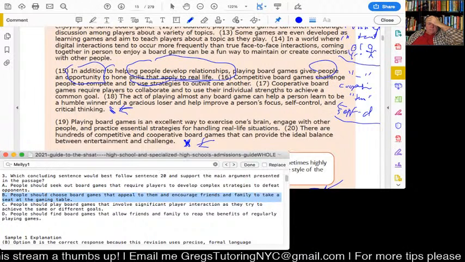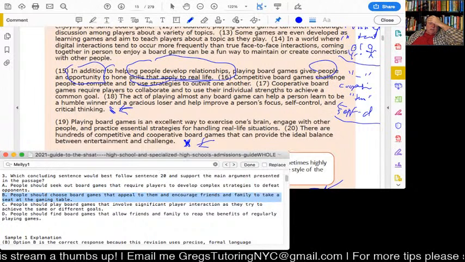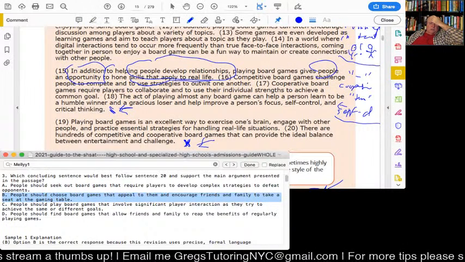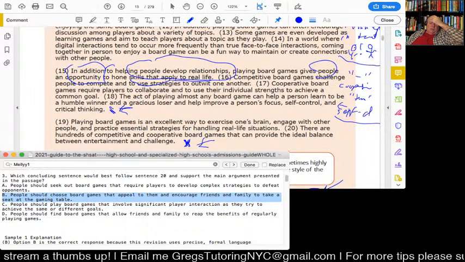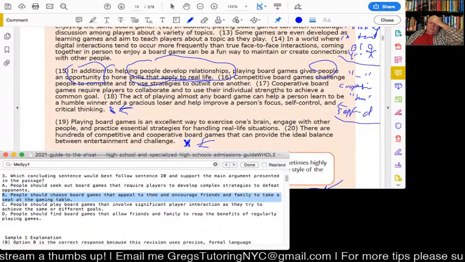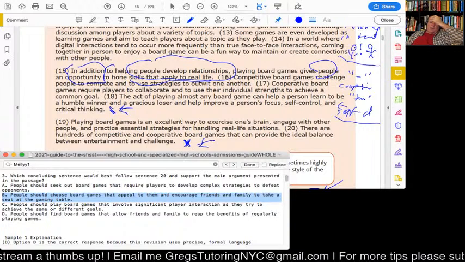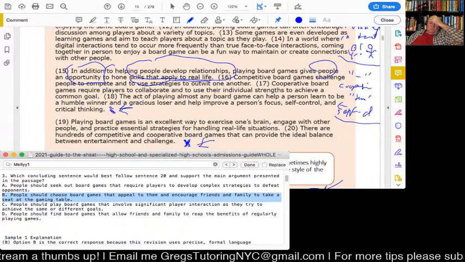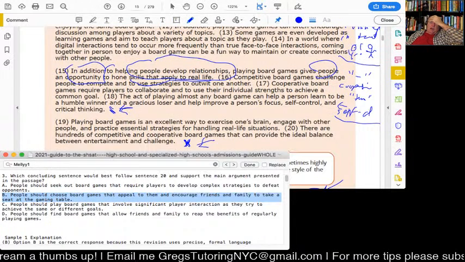So that seems to be what the last paragraph is saying. Board games is an excellent way to exercise one's brain. Engage with other people, right? So the author's explicitly saying that. One should be playing a game and one should be engaging with others. Okay, that's the concluding paragraph.